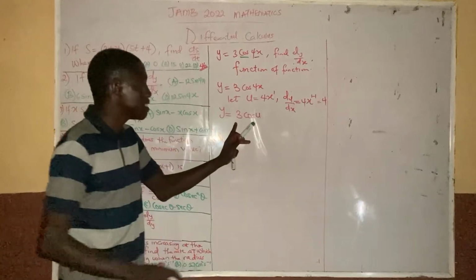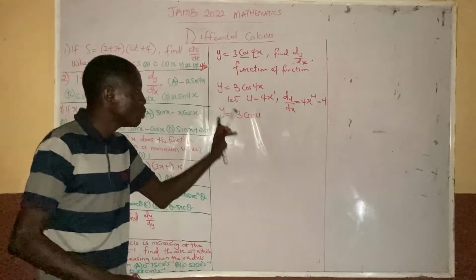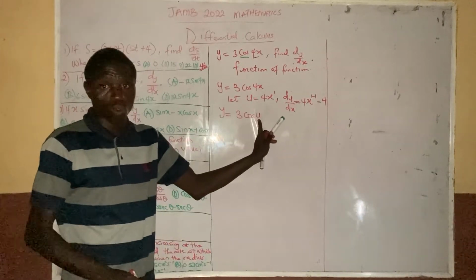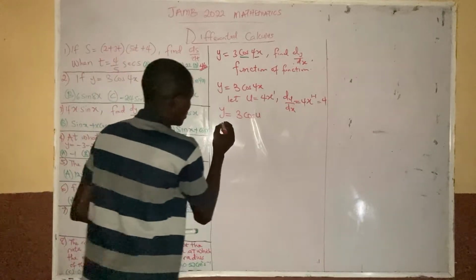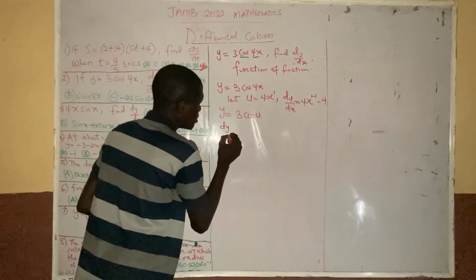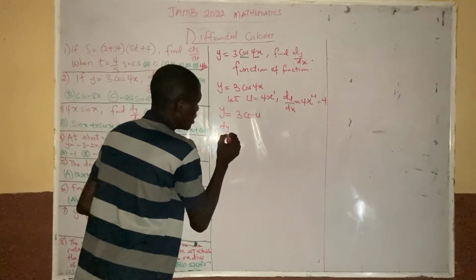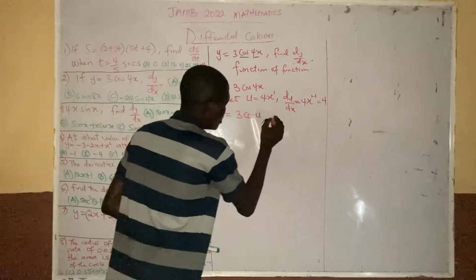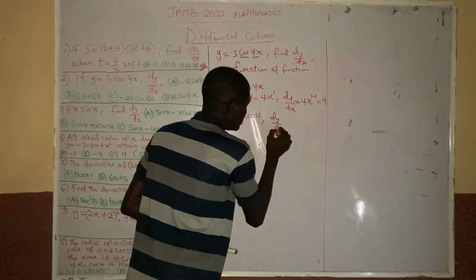Now let's differentiate y with respect to u. So now dy by du, okay, let me use this space. dy by du.